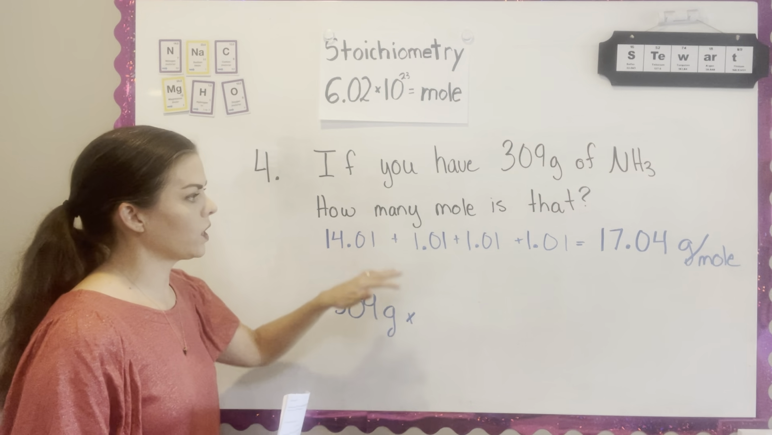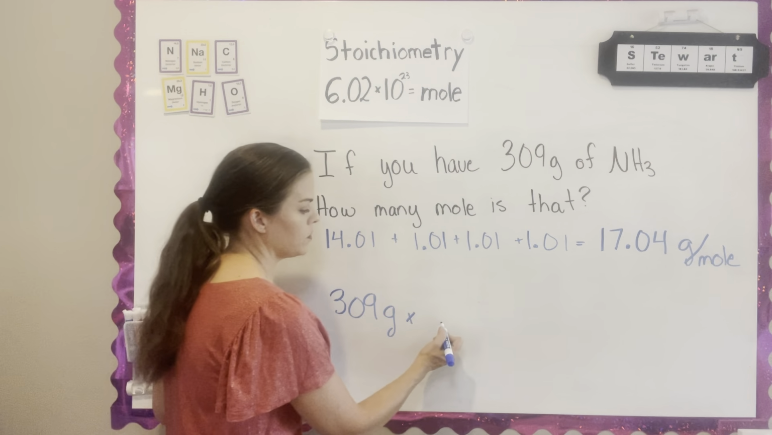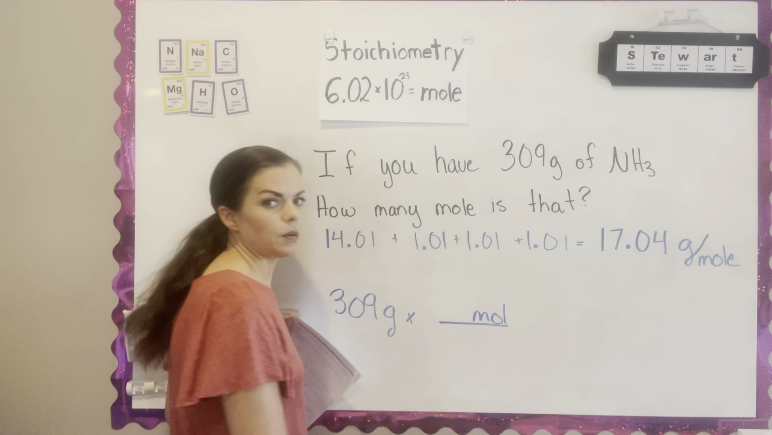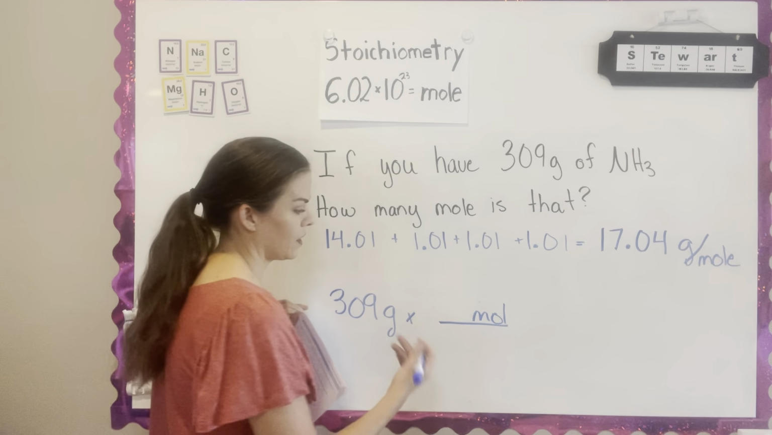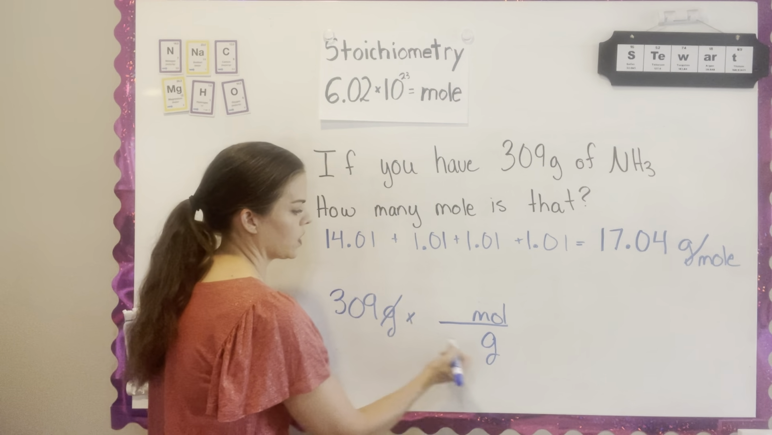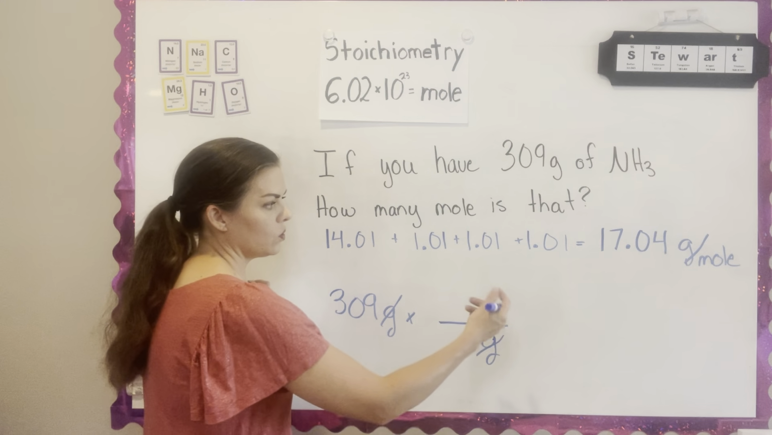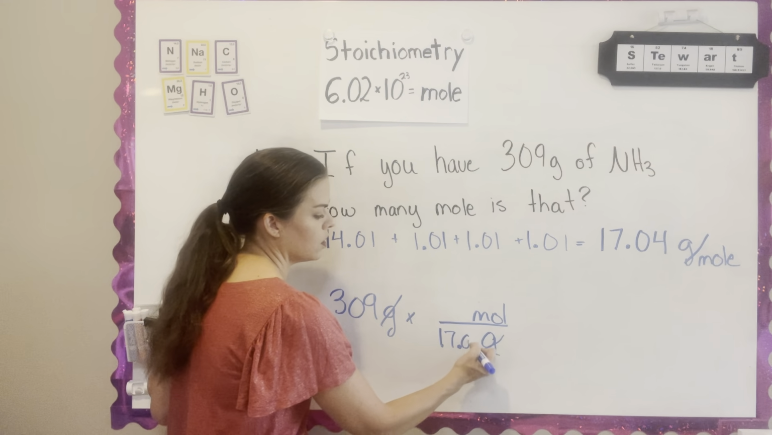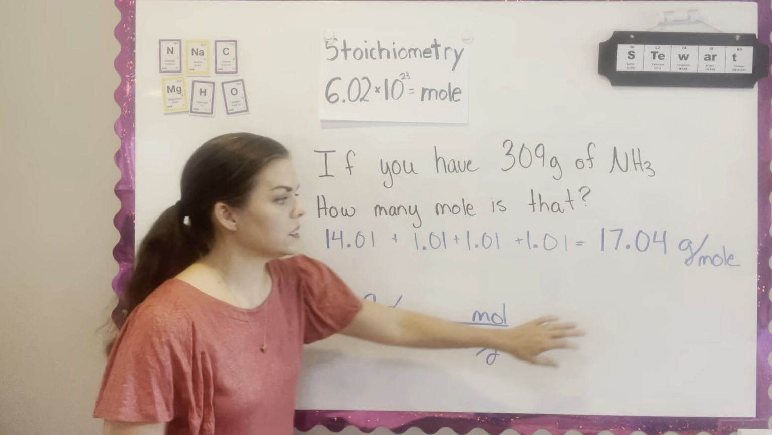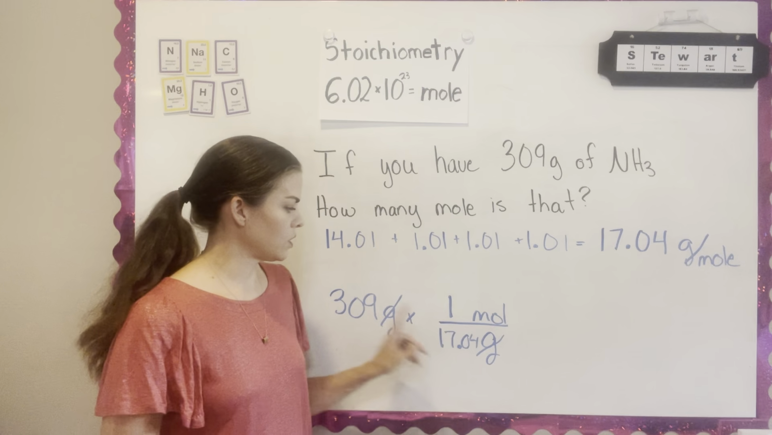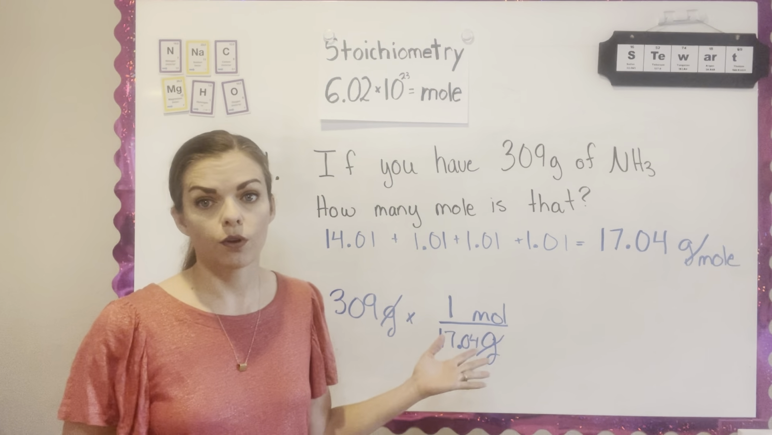I'm going from grams to moles, so I'm going to put moles on top for this conversion factor. Sometimes I write mole and leave the E out. And I'm going to put grams on the bottom. That way the grams will cancel out. And so in order to do this, I have to put the 17.04 on the bottom. So you're basically taking this ratio and flipping it. We flip it so that grams will cancel out and we're going to be left with our answer in moles.